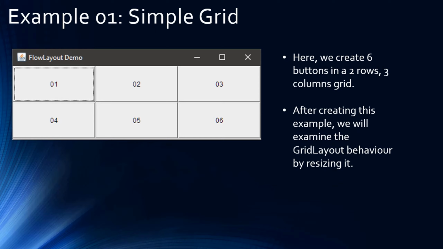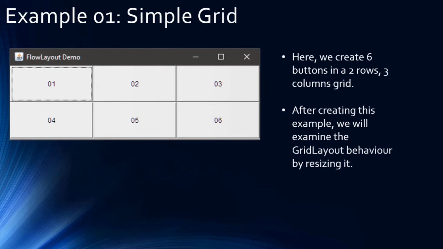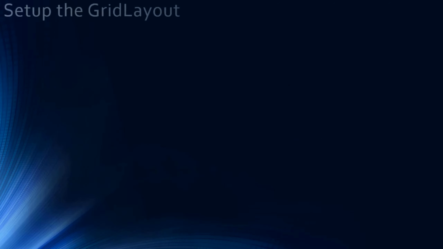Alright, once we create this in Eclipse, we will run the example. Then we will try to change the dimension of this frame window. Once we change the dimension, you can see how the grid layout is arranging all these 6 buttons. We will see this when we are running this in Eclipse.